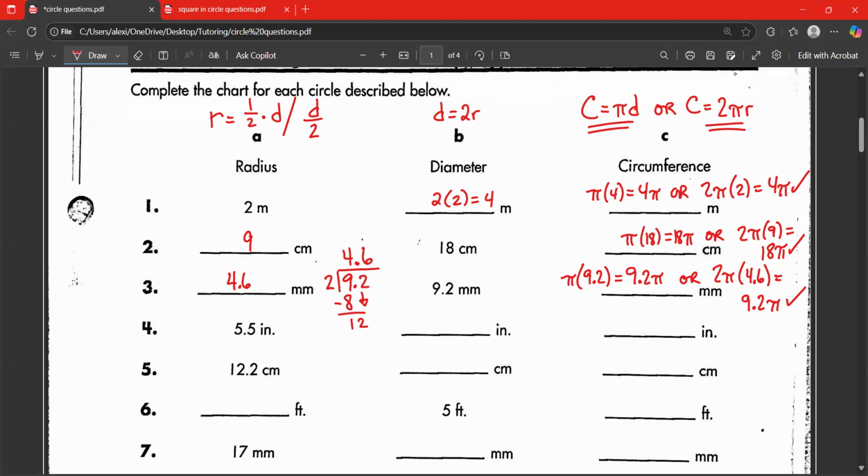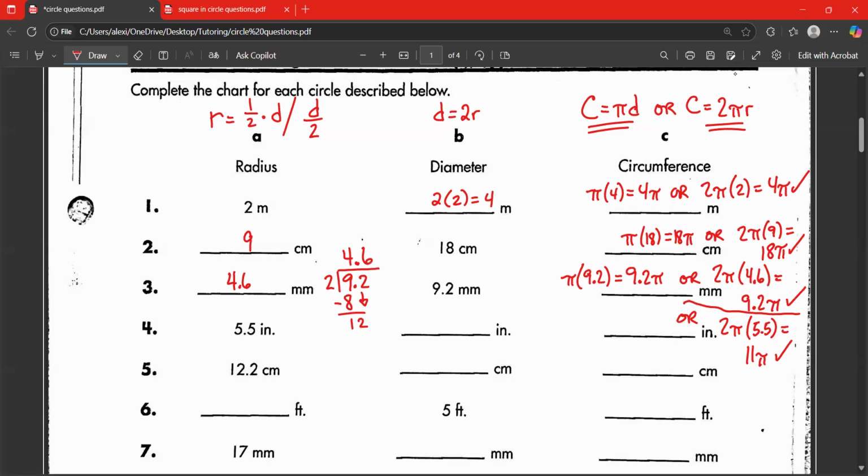In number 4, they give us the radius, which is 5.5. We can go ahead and calculate circumference using it. It would be 2 times pi times the radius, which is 5.5. So then we get to do 5.5 times 2, and that's the same as saying 11. So this is 11 pi.